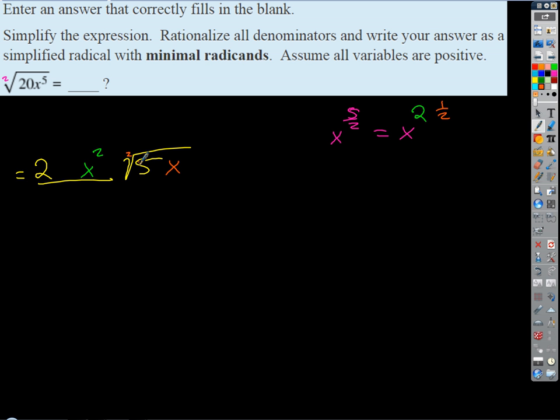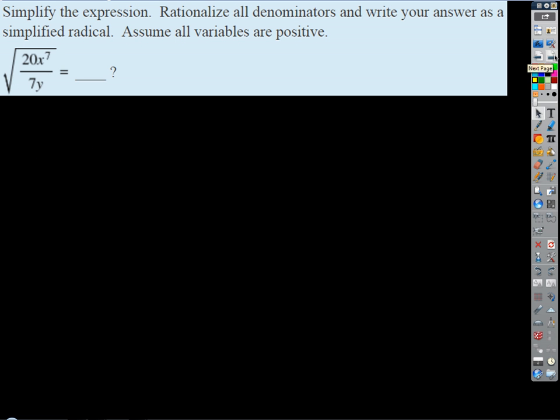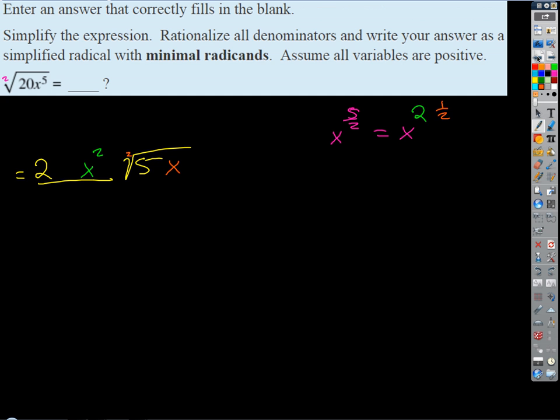That to me, I like that trick. We did a lot of much harder problems than this with other indices than just 2, but all you have to do is a square root on this one. So in the answer, in Moodle, we would just write this literally as 2x squared times the square root of 5x. Okay?